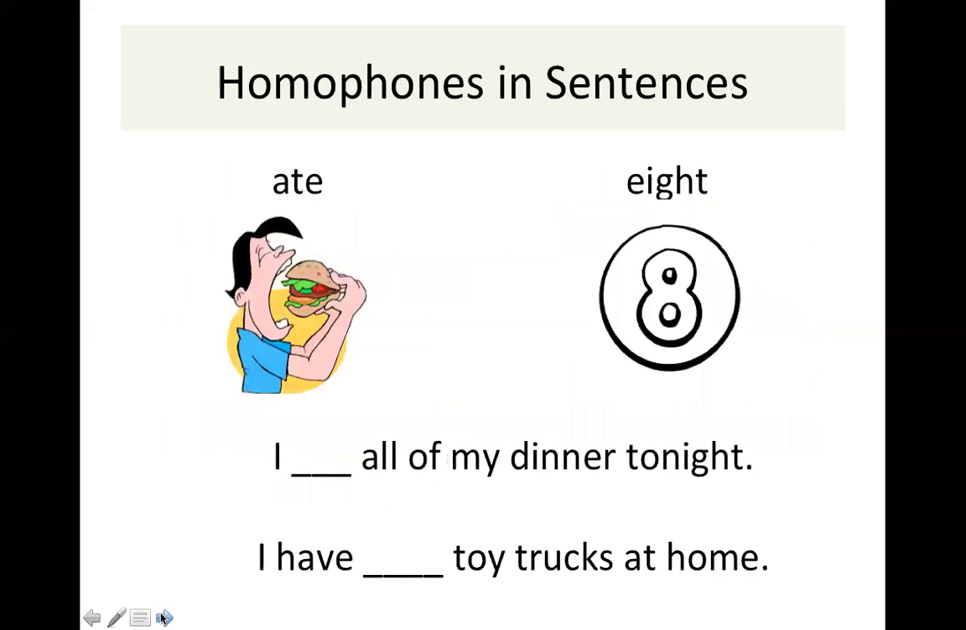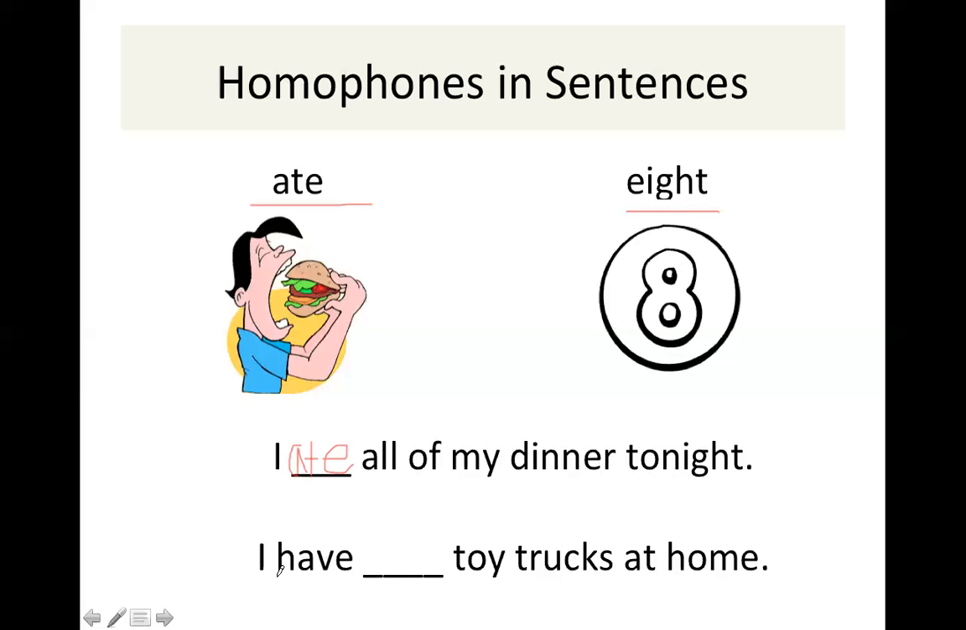Okay. Let's go ahead and look at these homophones and sentences that I have here. These homophones we already looked at. We understand the meaning, and we still have our illustrations here. So I want to identify the correct homophone word that goes with each of these sentences. The first sentence says, I blank all of my dinner tonight. Did I A-T-E or E-I-G-H-T? Yes, that is right. I ate, past tense of eat. I ate all of my dinner tonight.